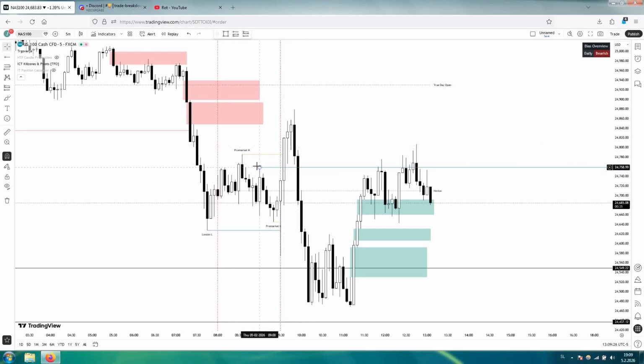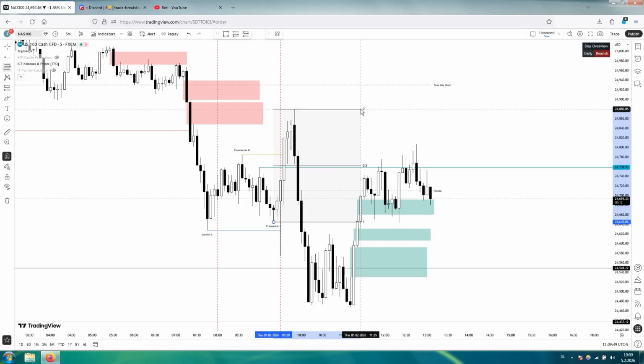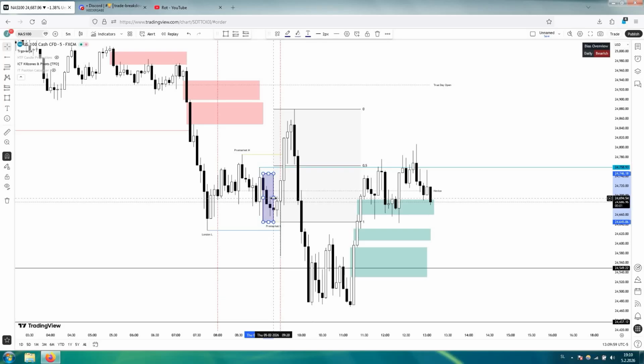So when we swept liquidity and also broke structure by body closing above the swing high, I started to draw equilibrium. I drew the equilibrium from the most recent low to the most recent high, which was more or less here. Additionally, I drew an order block, which is represented by the last move to the downside when we swept liquidity.